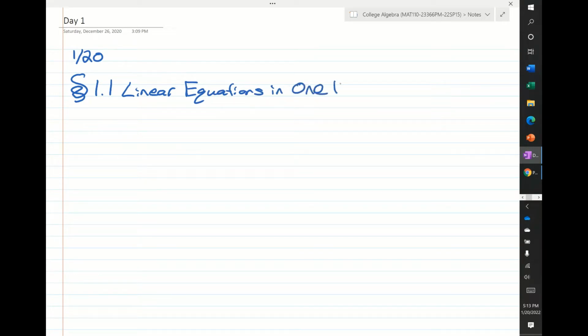All right, so today is the 20th. I wanted to start by talking about section 1.1, called linear equations in one variable.